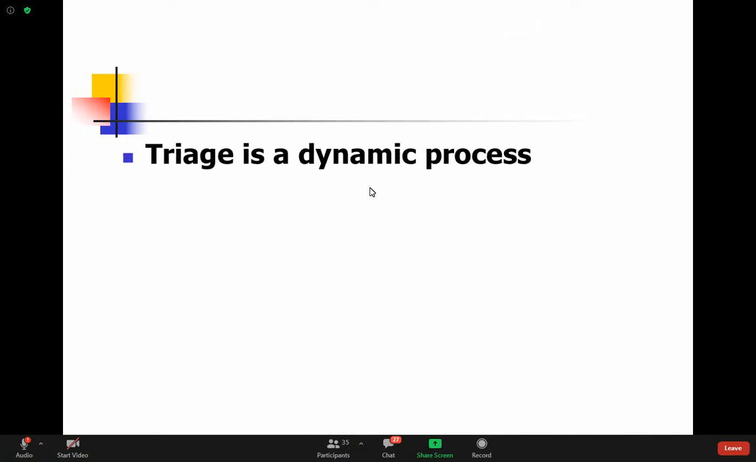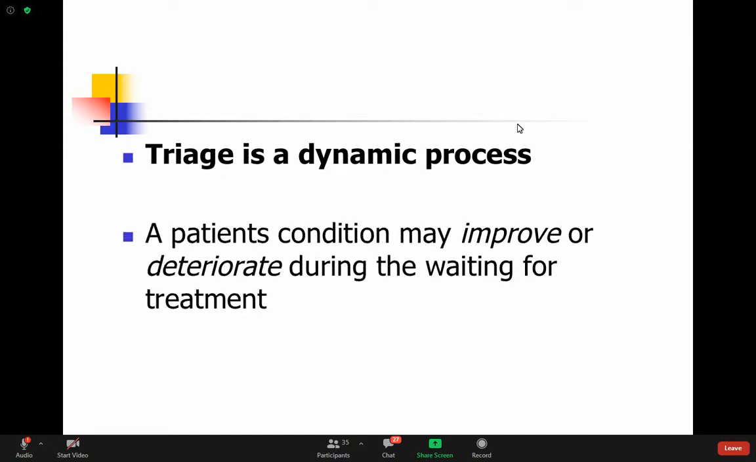Again, another reminder, triage is a dynamic process. A patient can deteriorate or improve at any moment. So that's why you're going to have to reassess the patient while he's in the waiting area.